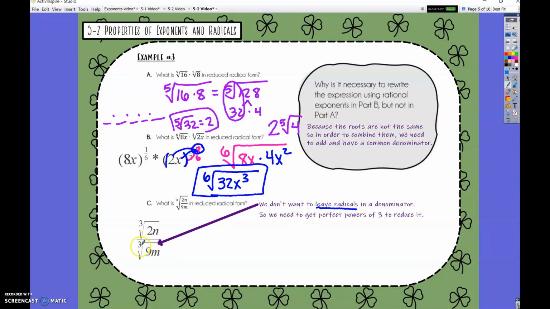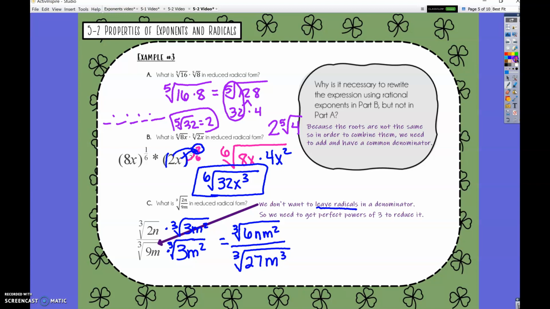I want a perfect cube in here so I can take a cube root and it will come out nice. I'm going to multiply by the cube root of 3m squared. And if I do something to the denominator, I have to do it to the numerator. Let's see why I would do that. Because they're both under the third root, the index is the same. I can still leave that third root and take 3 times 2 to make 6 n m squared. But in the denominator, I'm given 27m to the 3rd.